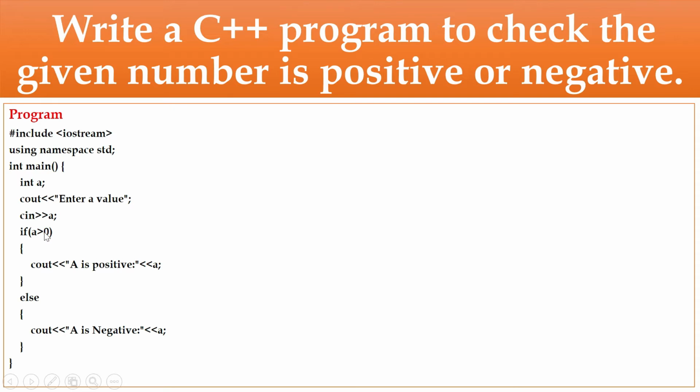If a is greater than 0, the if condition is true, and I'm going to print a is positive using the cout statement. I'm going to display the a value. If the condition is false, the else part will execute, so I'm going to print a is negative using the cout statement. I'm going to display the value a.